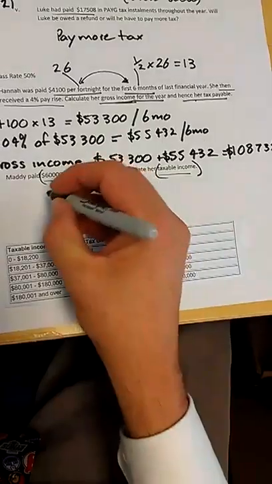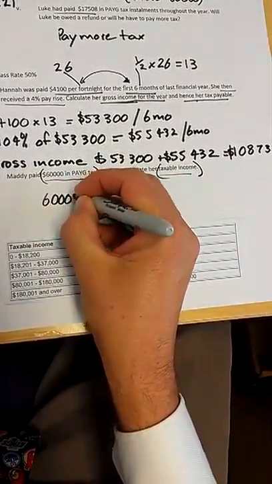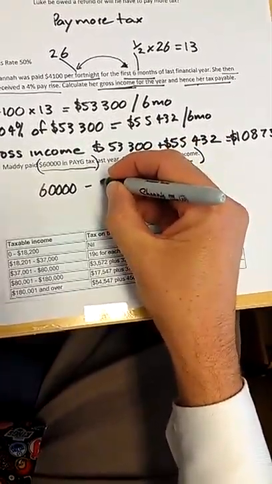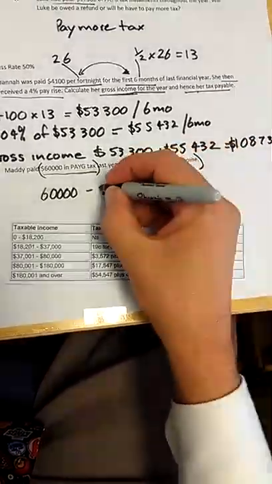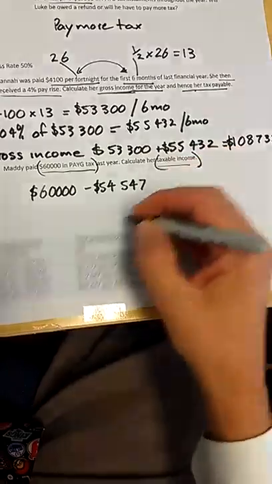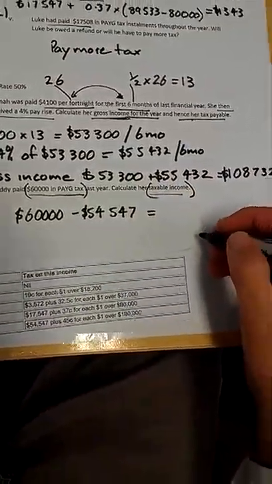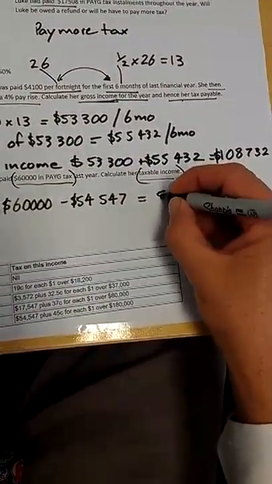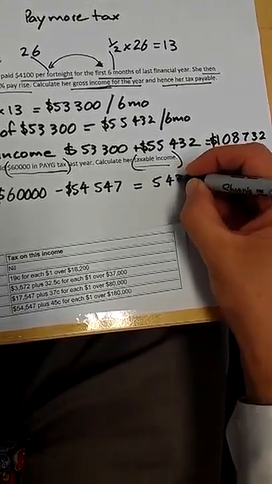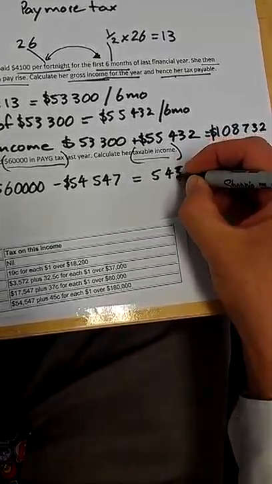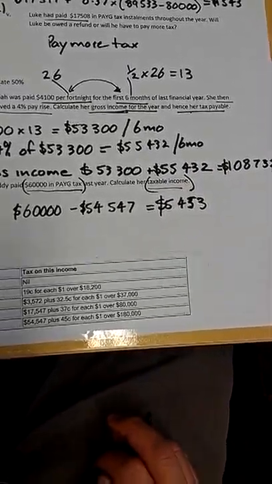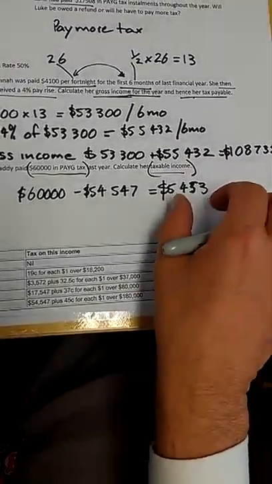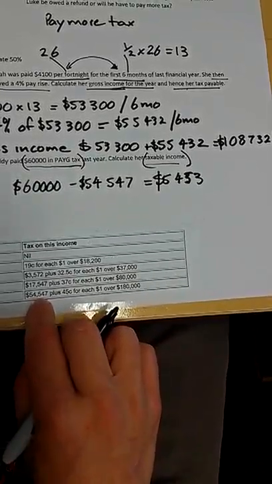60,000. How much over that figure there is 60,000 is the thing that's sitting in my mind at the moment. So I'm going to go, well, what's my $60,000? Take away my $54,547. Work that out, and I'll find that that is $5,453. So that's how much extra above this.